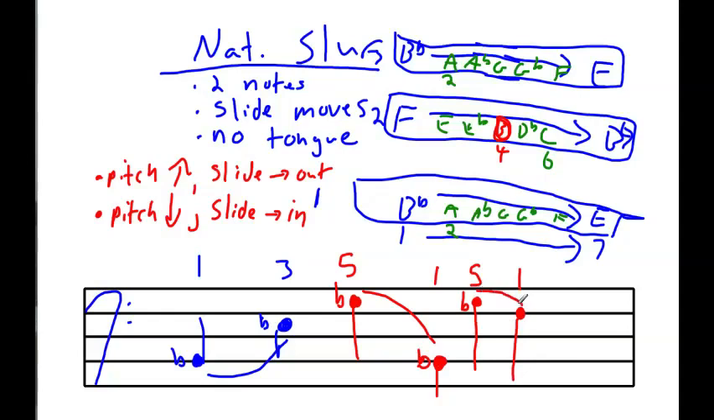Okay, so G flat in fifth position going to an F in first position, slurred, is going to be a natural slur. Now this can get kind of tricky because of this rule: the pitch is going down, the slide is coming in from fifth to one. So these two rules are pretty much infallible. They're always going to be right.